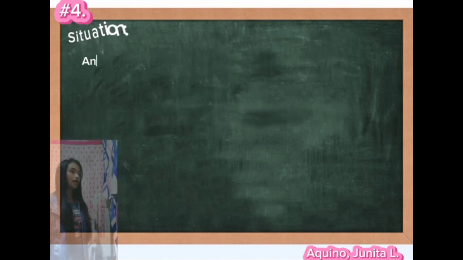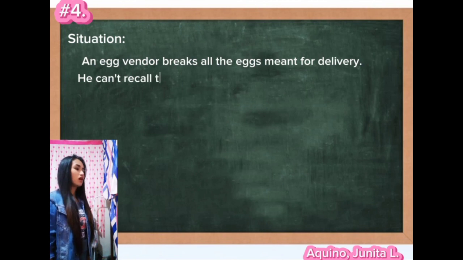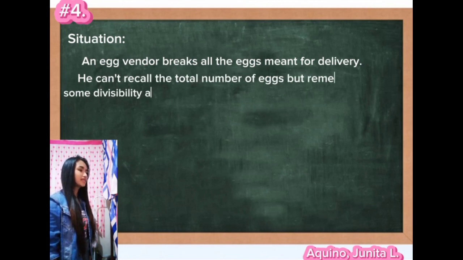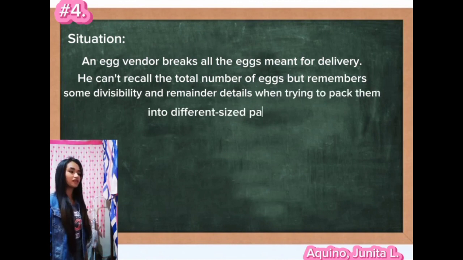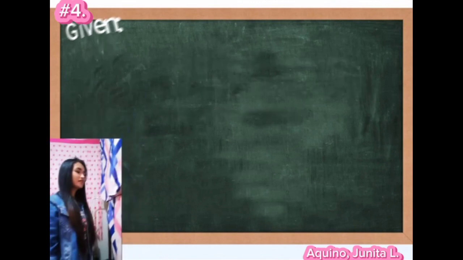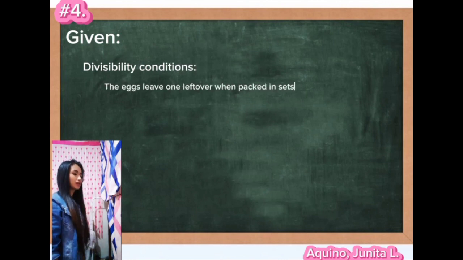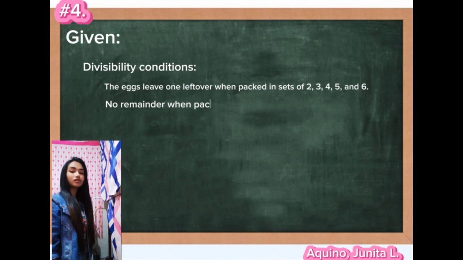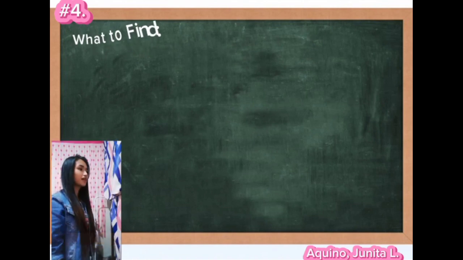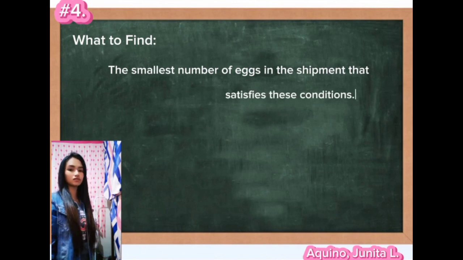The situation is, an egg vendor breaks all the eggs meant for delivery. He can't recall the total number of eggs but remembers some divisibility and remainder details when trying to pack them into different size packages. The given is a divisibility condition. The eggs leave one left over when packed in sets of 2, 3, 4, 5, and 6. There's no remainder when packed in sets of 7. We must find the smallest number of eggs in the shipment that satisfies this condition.